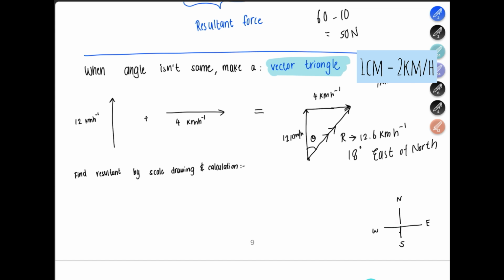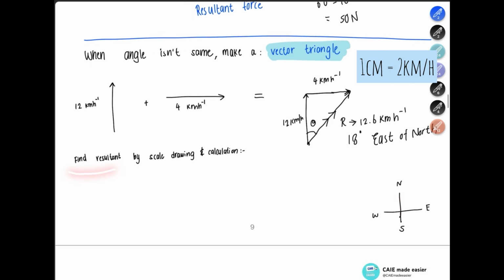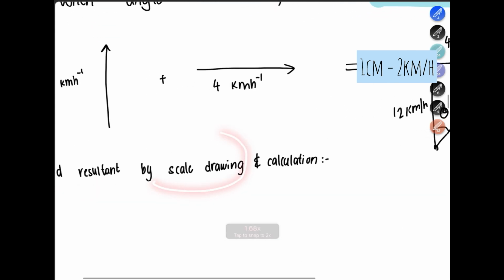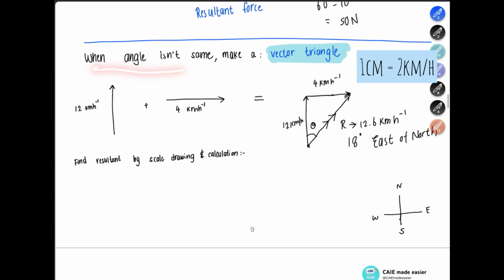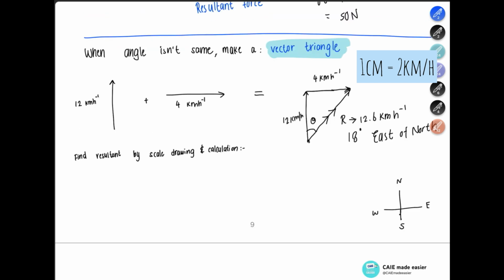Logically, it's actually at north, but it's just 18 degrees away. It's 18 degrees east of north. I hope you can understand it. It's 18 degrees east of north. Now, we did find the resultant by the scale drawing, right? We had a scale and then we drew it. What about calculation? Now, the thing is, with vectors, you can use mathematical calculations to find it.